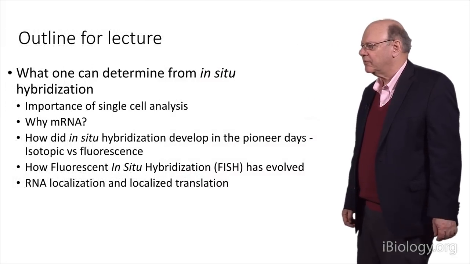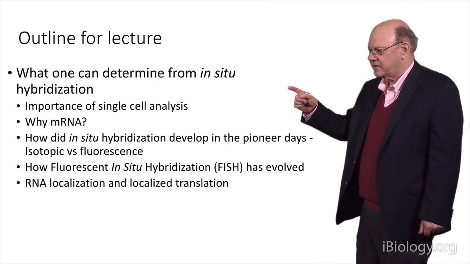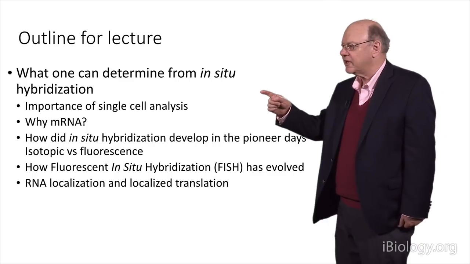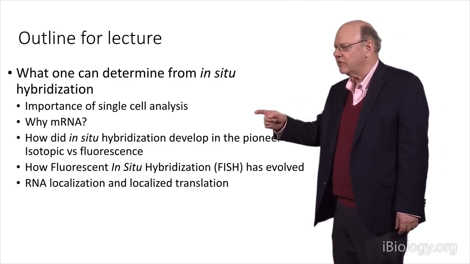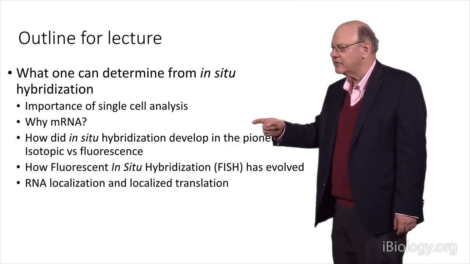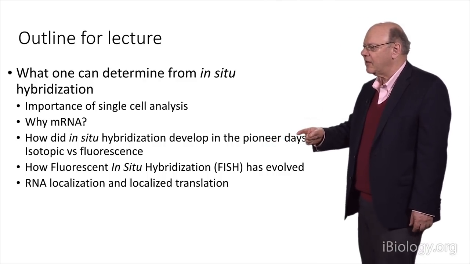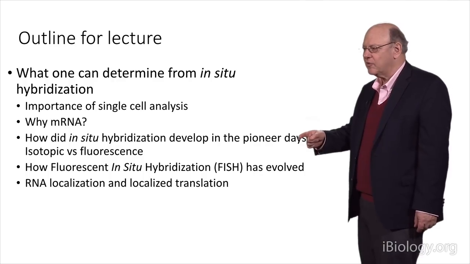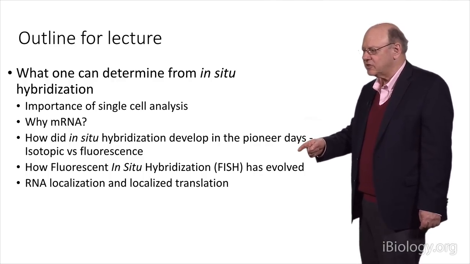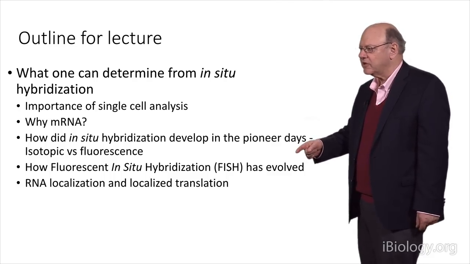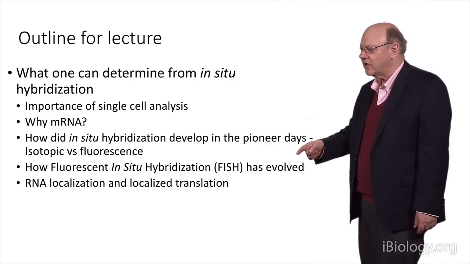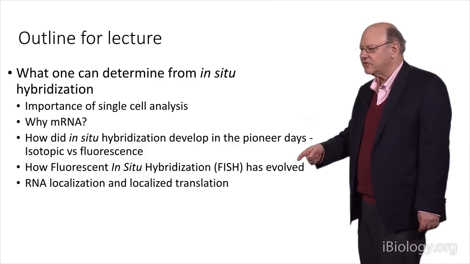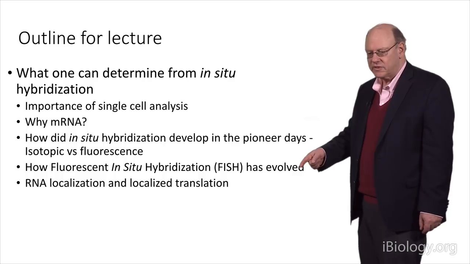So what I would like to tell you in this lecture is how we use the technique of in situ hybridization to detect single molecules in individual cells, and why that's important. Why is it important to look at single cells? And why is it important to look at the RNA in single cells? And then I'm going to do a little history of the development of in situ hybridization from the pioneer days of using radioactivity to the modern era where we use fluorescence and this technique called fluorescence in situ hybridization, and how it has evolved now into further technology which allows us to look at thousands of RNAs in cells. And then finally, what we can find out using this technique is that RNA localizes in cells and its translation is also likewise localized, and that's how proteins get to the right place.